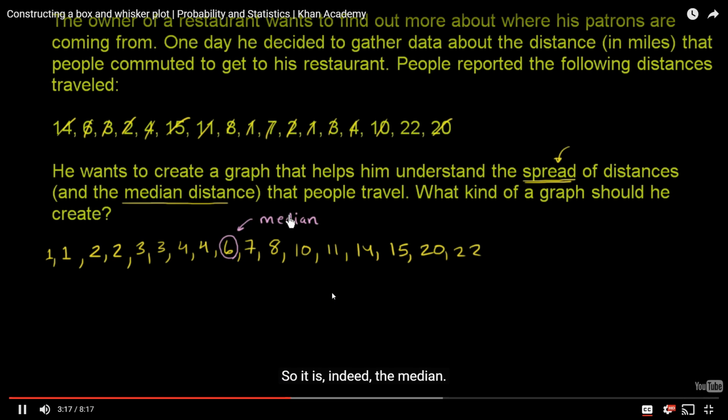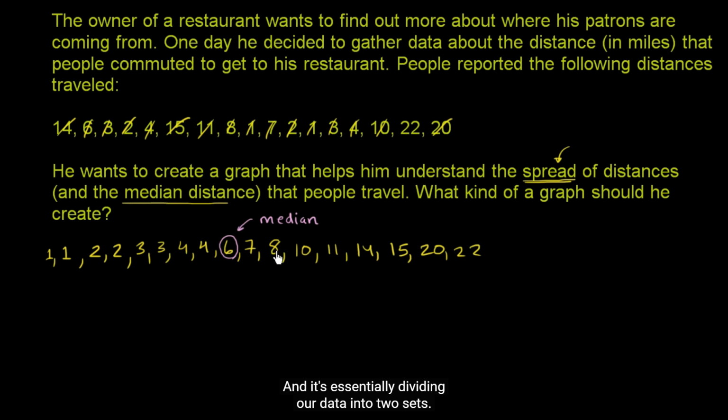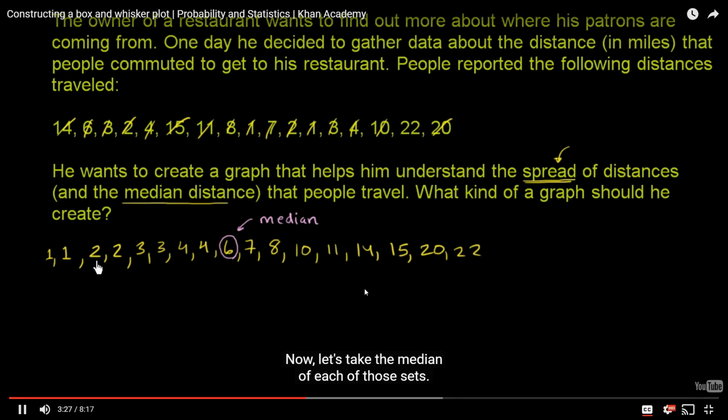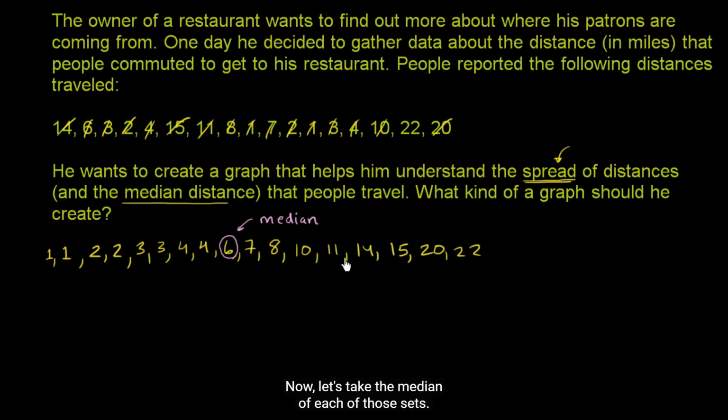Now, when we're trying to construct a box and whisker plot, the convention is, okay, we have our median, and it's essentially dividing our data into 2 sets. Now let's take the median of each of those sets, and the convention is to take our median out and have the sets that are left over.